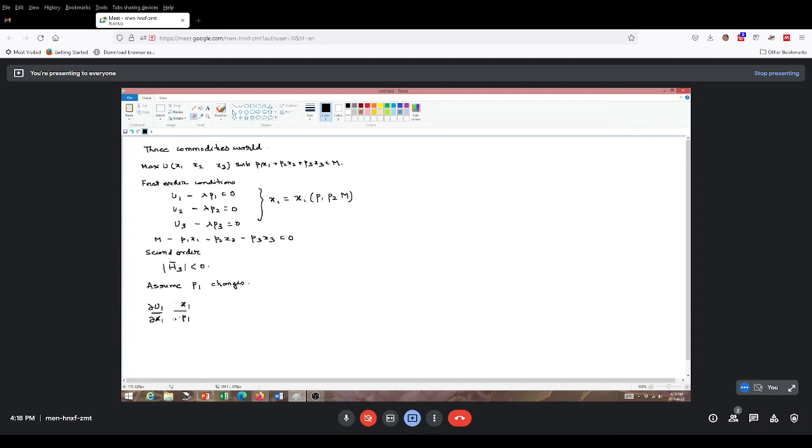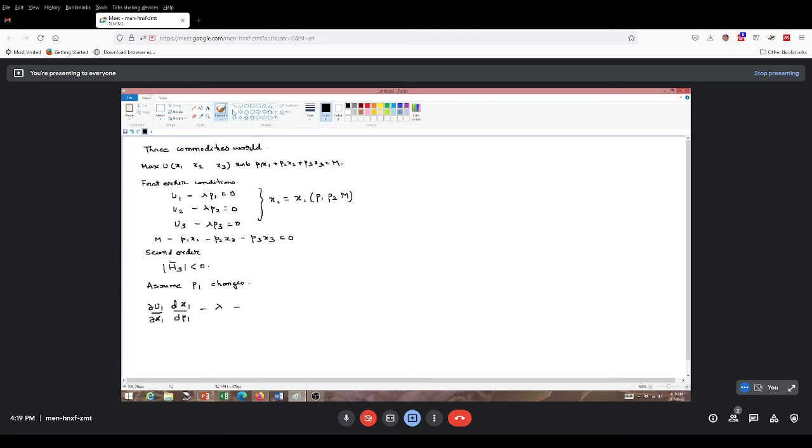These are not the partial but the actual derivatives, dx1. Okay, then we have lambda and p1. First let us assume that lambda is constant. So if you are differentiating with respect to p1, we simply get lambda.